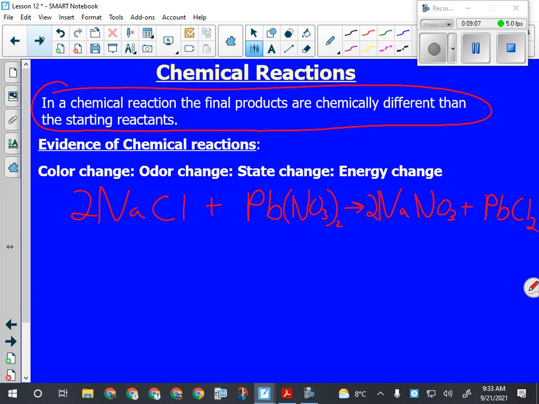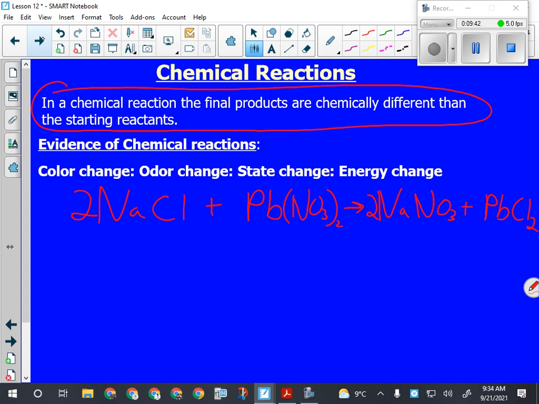What's the purpose of the 2 big numbers here, the 2 2's? The number 1 rule of matter is that matter cannot be created, cannot be destroyed. Therefore, I need to have the same number of atoms on both sides of a chemical reaction. I can't destroy it. Something can't just disappear in a reaction. Everything has to be accounted for.